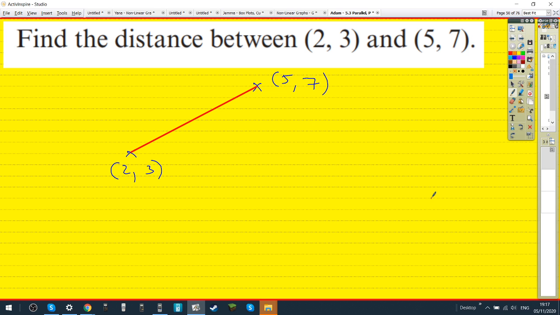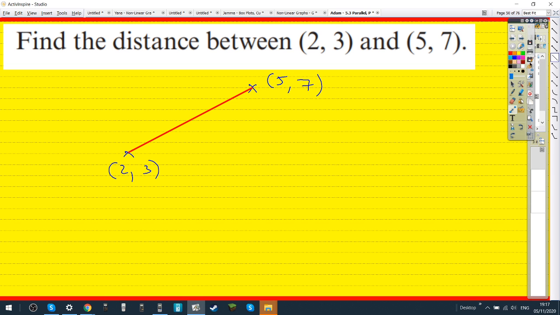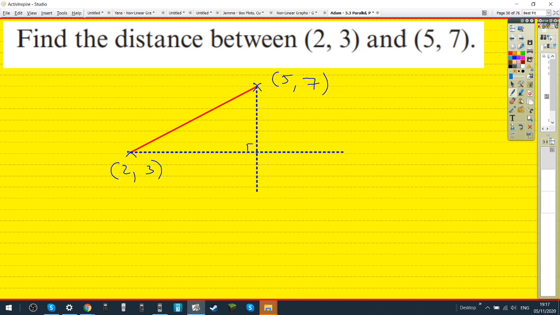So how would you work out the distance then? You would imagine that you are Mr. Pythagoras, from way back in the day. And you would make yourself a little triangle. So it'd be 3 minus 2 on the bottom.